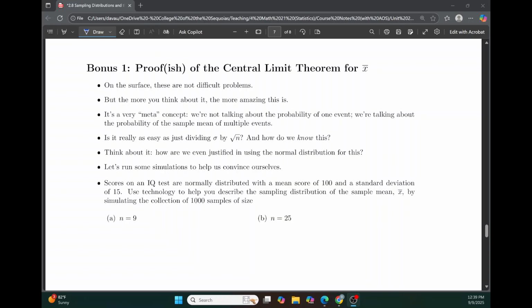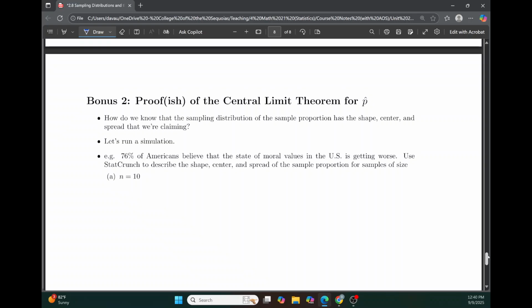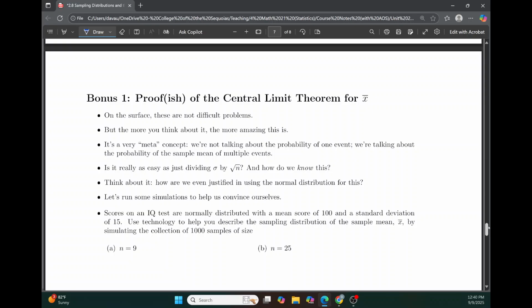All right. So here we're just going to go over, these aren't really proofs, but maybe some evidence for the central limit theorem. So we'll talk about some evidence for the central limit theorem for the sample mean x bar, and then we'll talk about evidence in favor of the central limit theorem for p hat. And I'm honestly not going to do a lot of writing here. I just want to show you some simulations, basically.